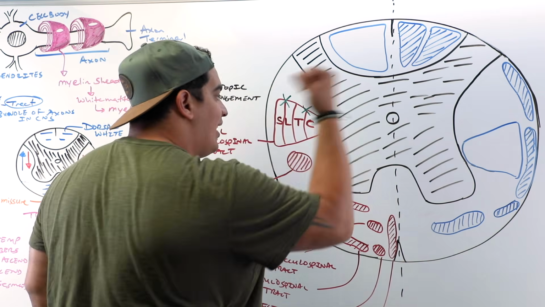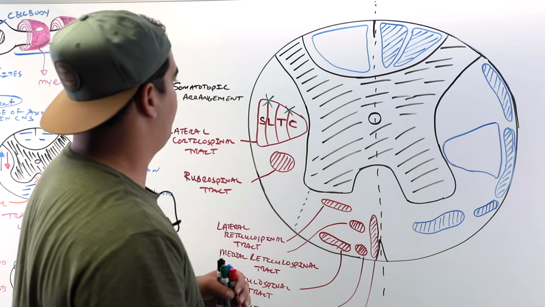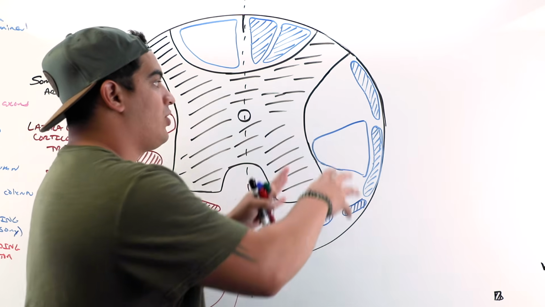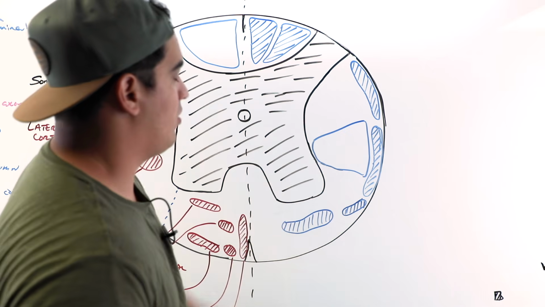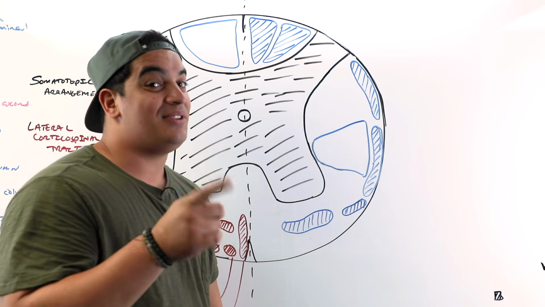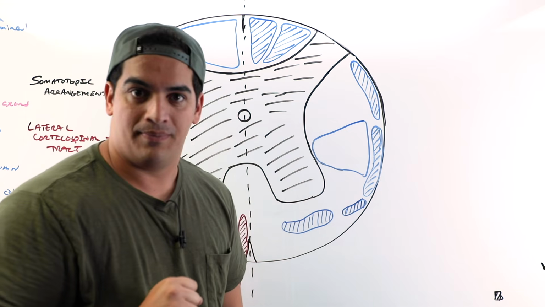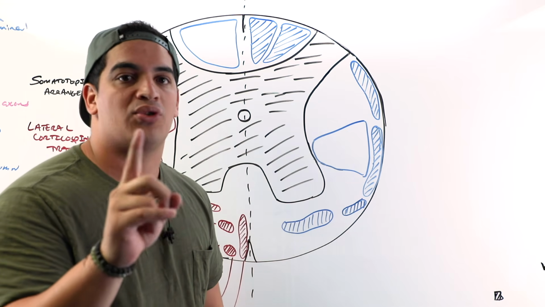Now let's talk about the ascending tracts that are a component of the white matter of the spinal cord. We talked about the descending tracts, which make up the white matter of the spinal cord. Now let's talk about the ascending tracts. Let's start here with our dorsal column. Do you guys notice something? There are no descending tracts in the dorsal column. That's important to remember. Only ascending tracts are present in the dorsal white column.